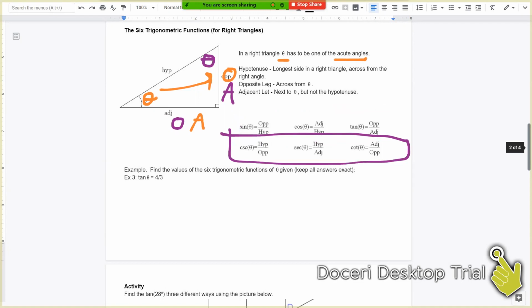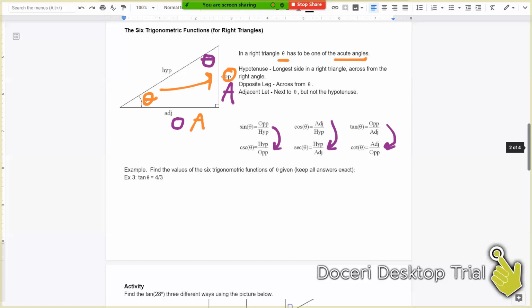But they're just the reciprocal functions. So, like the reciprocal of sine is hypotenuse over opposite. You just flip that. Secant is the reciprocal of cosine, so it's just adjacent over hypotenuse flipped, which would be hypotenuse over adjacent. Tangent is O over A, opposite over adjacent. So cotangent is the reciprocal of that, adjacent over opposite. Okay, so let's apply some of these with the problem down here.